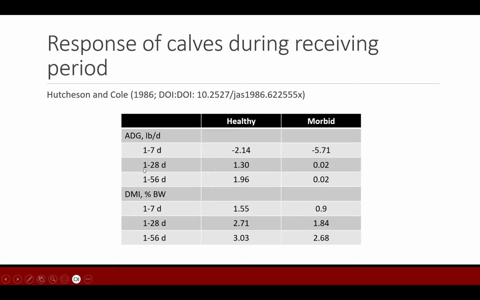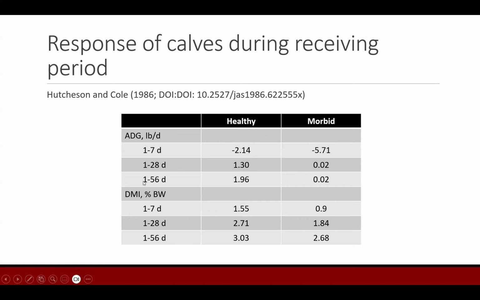Then during days 1 through 28, healthy cattle started gaining weight. So in essence, the gain from day 8 to 28 offsets that initial body weight loss from days 1 through 7. Okay. Whereas these sick cattle still did not gain weight.